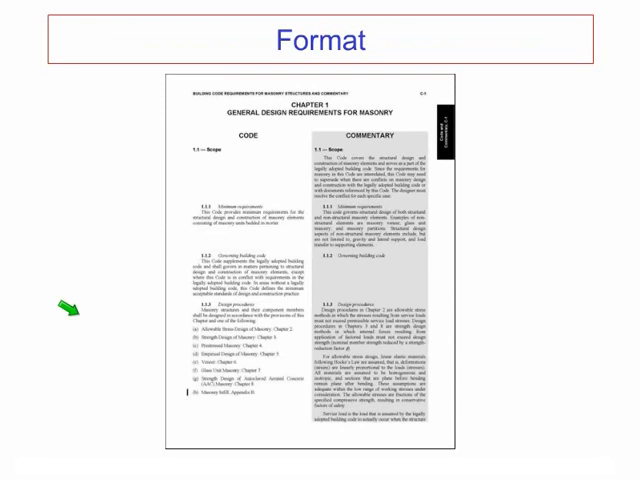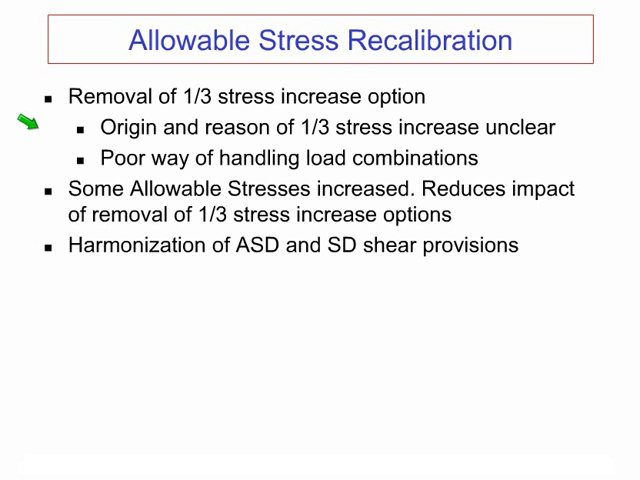So here's the format, what it will look like. As I mentioned, the code and commentary will now be side by side, so hopefully that will make it easier for users. As I mentioned, we did remove the 1/3 stress increase option. The origin, the reason for the 1/3 stress was unclear. Some thought it was sort of a time-based loading thing, duration of loading, that really does not affect masonry. Some felt it was for load combinations, but it's really a poor way of handling that.